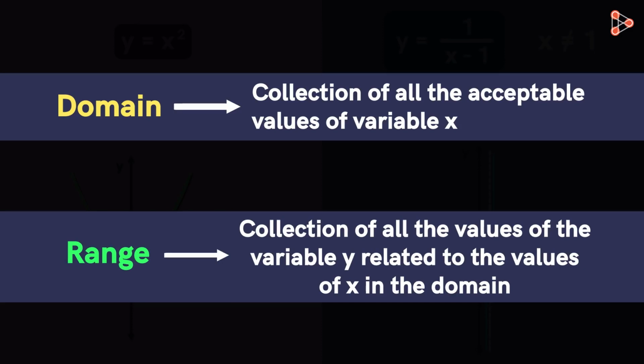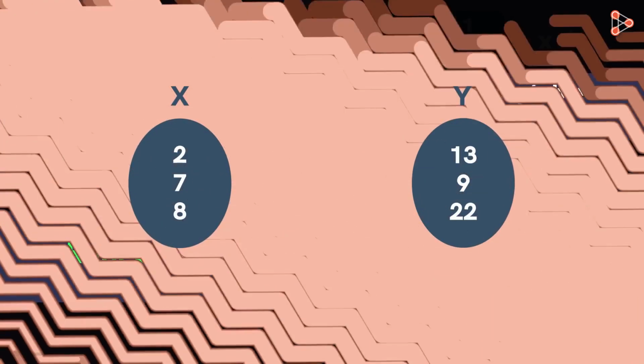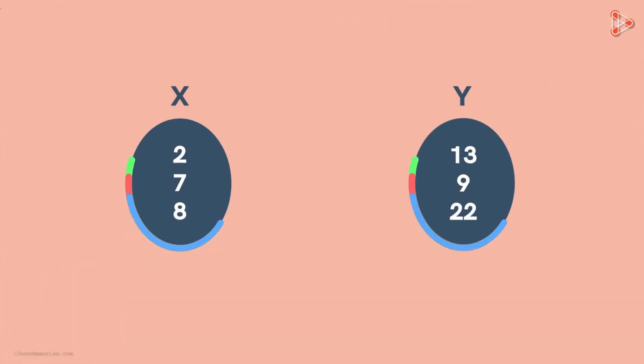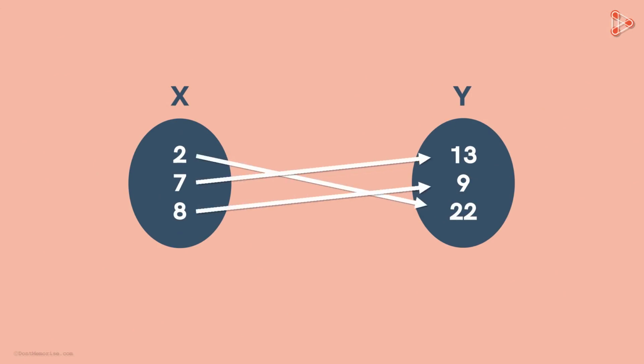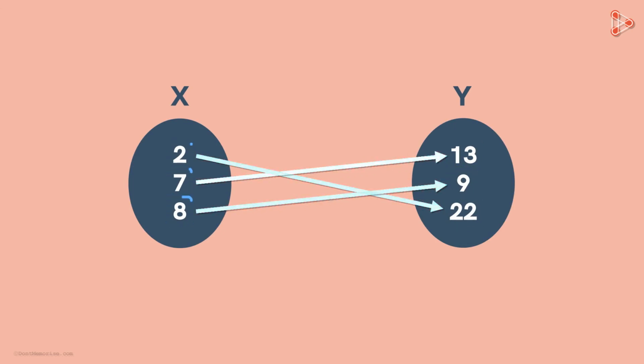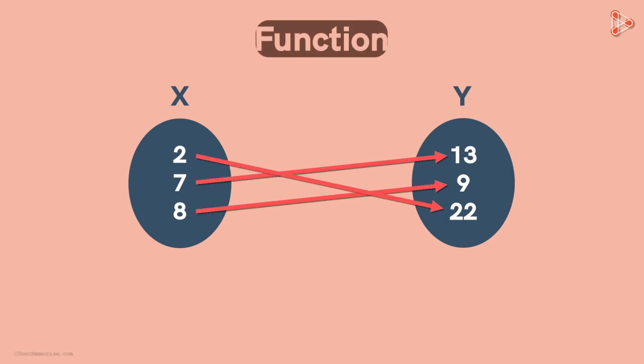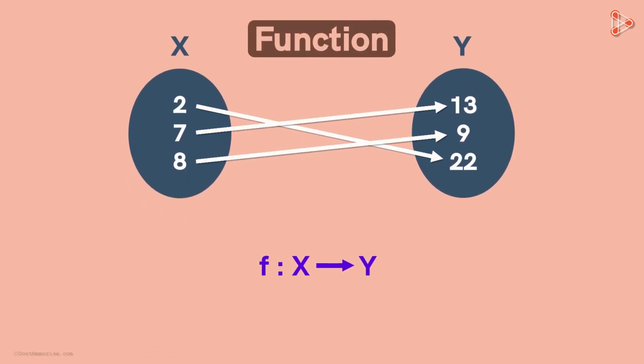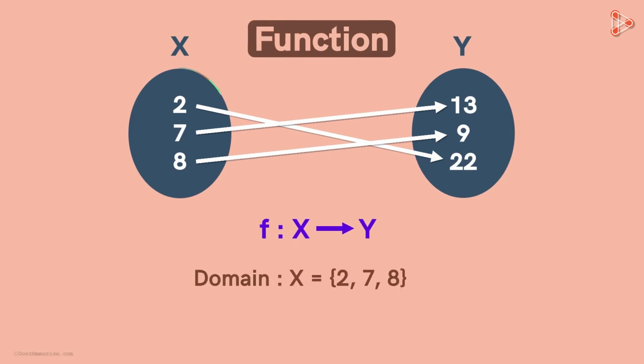Now we have an idea about the concept of functions. Now let's say we have sets x and y, both of numbers, and we're given this relation between the two sets. We can see that related to each number in the x set, there is only one number in the y set. So this relation is a function. It can be written like this. The domain of the function is the numbers in the set x, and the range of the function is the numbers in the set y.